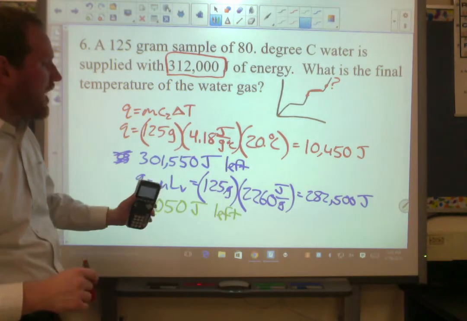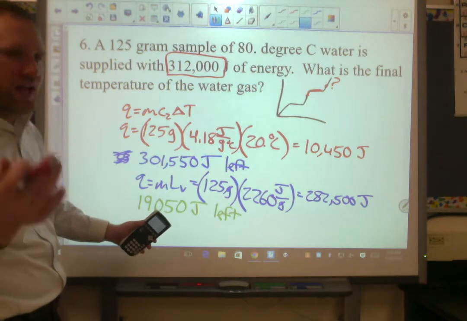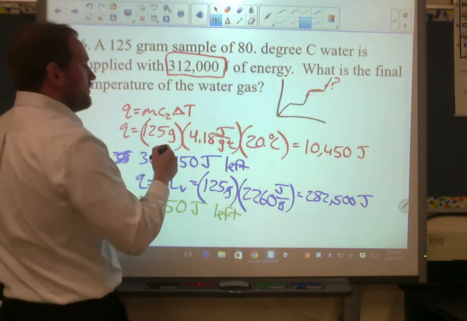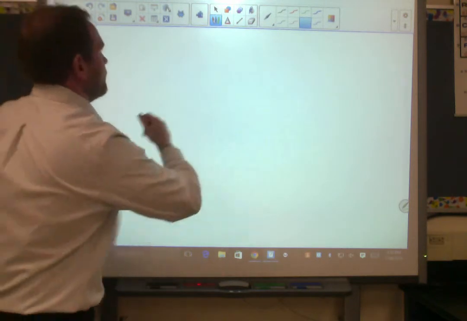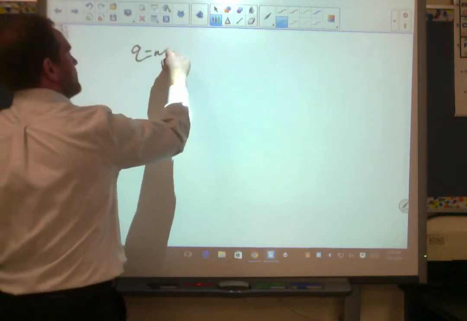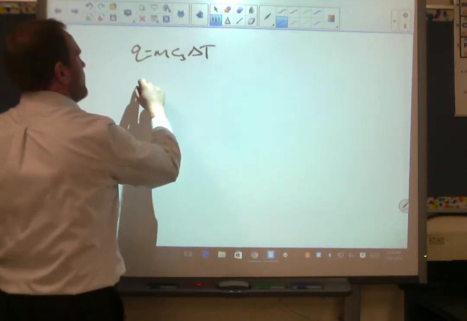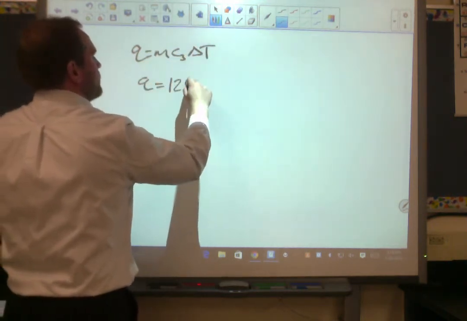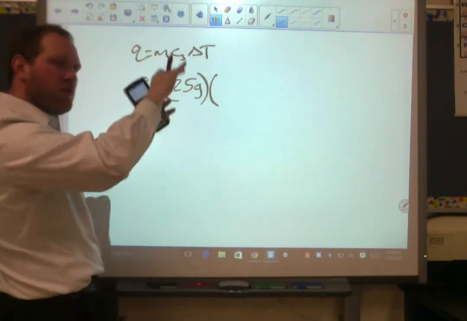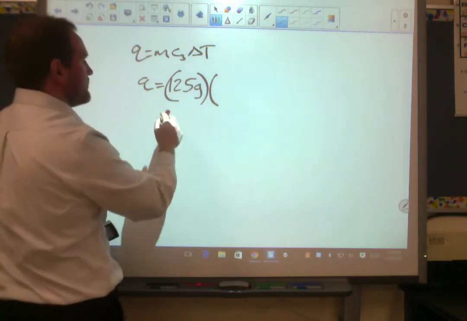So now we're going to see how hot we can get that, I shouldn't say water, that water gas. How hot can we get that gaseous water? So, let me get a new slide here. We're in region E, as I call it. Q equals mc3 delta T. Q equals my mass is still 125 grams. Well, technically some of it's going to evaporate away. Well, you're trapping it, of course. I guess that makes sense.